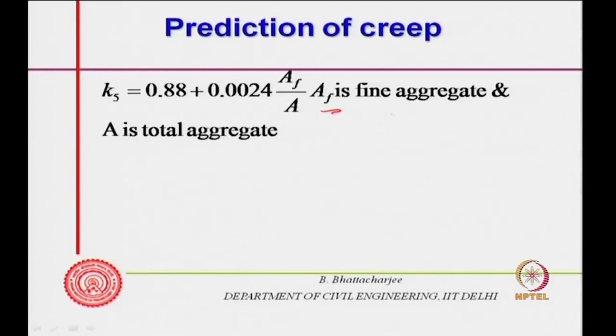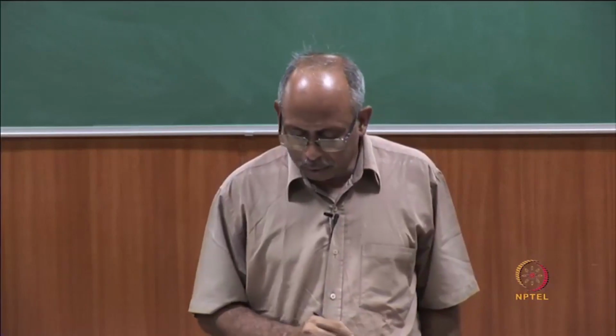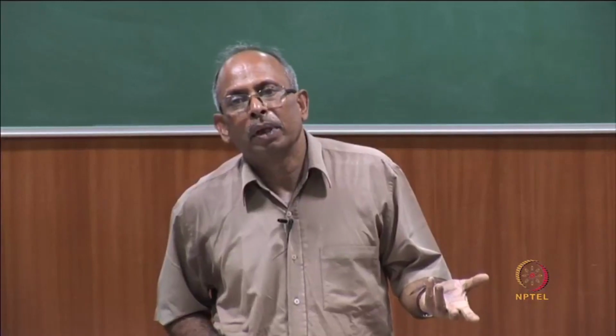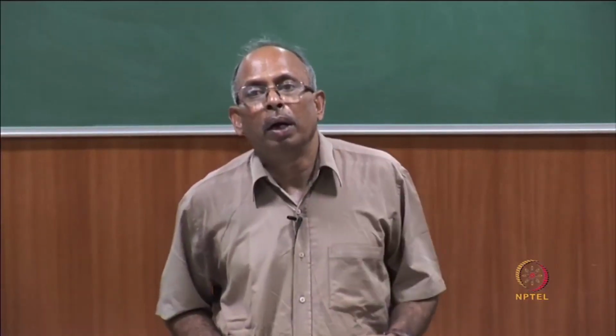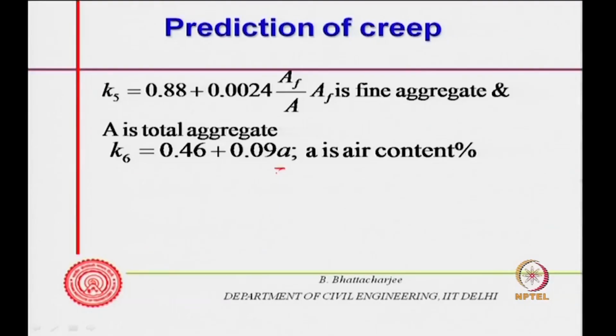So, AF is the fine aggregate content and A is the total aggregate. So, relatively, the more of the coarse aggregate content, the less will be the creep, that is what we have seen, because it will actually restrain. Therefore, K5 is related to the proportion of coarse aggregate in the system. K6 is related to air content. The higher the air content, the higher the possibility of more water movement. So, A is the air content, and the higher the air content, the higher K6 is.